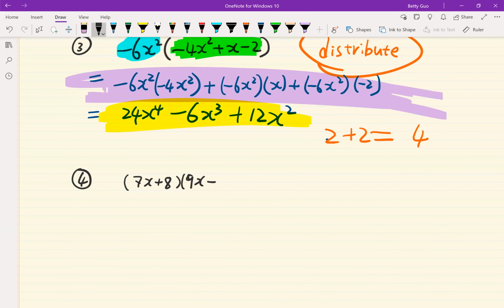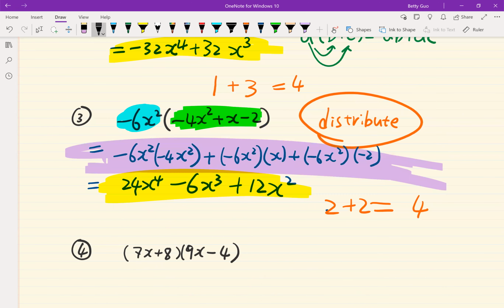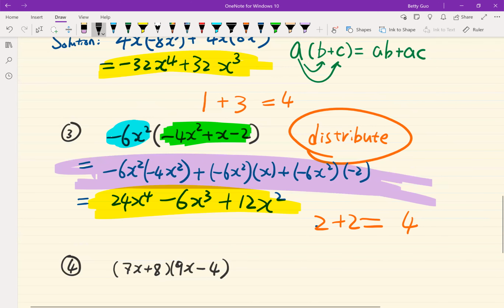One second, sorry. 9x minus. What is it? Oh, I'm trying to show you the pattern. I showed you the pattern twice already. Let's look at the first one.